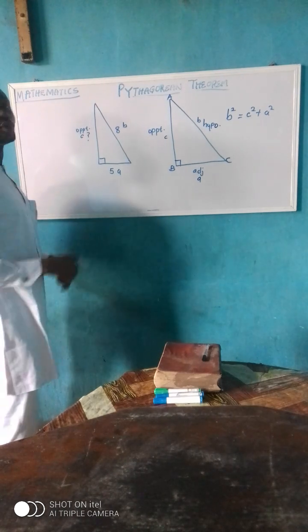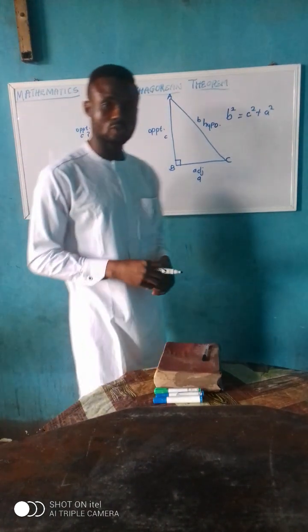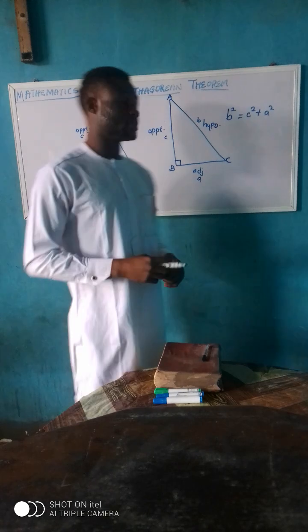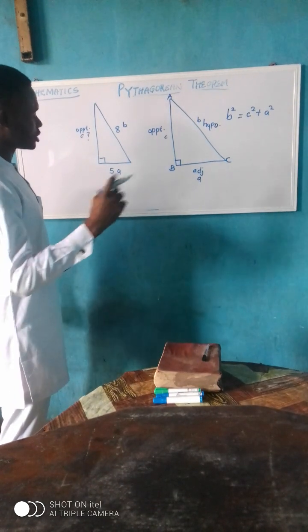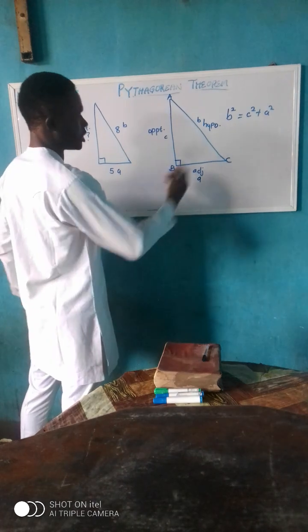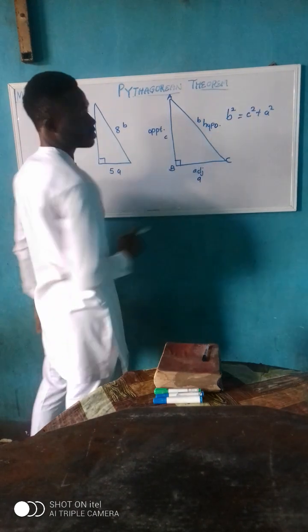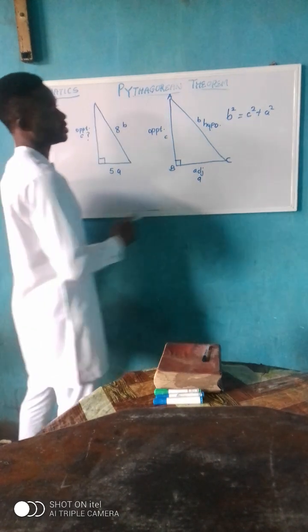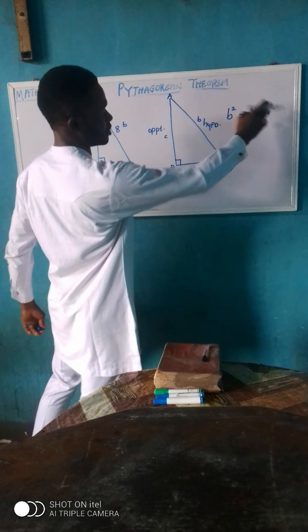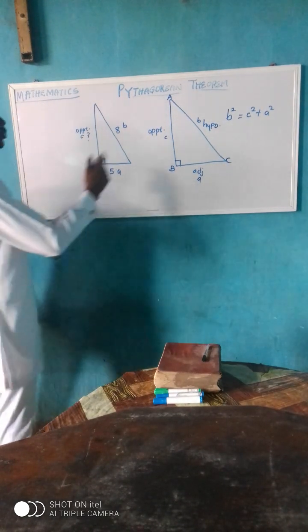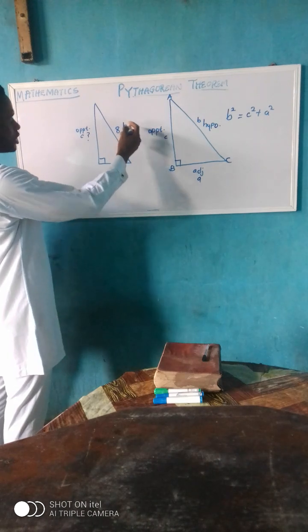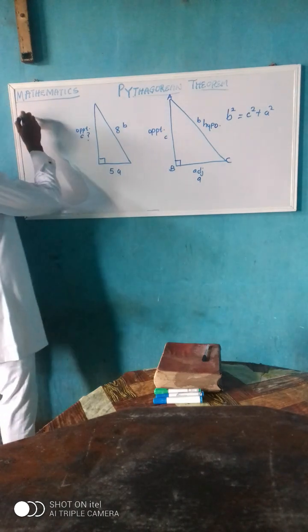Actually, some people go ahead to use SOHCAHTOA in solving sums like this. When you want to solve sums like this, it's not needed for you to use SOHCAHTOA. What you should use is Pythagoras' theorem, which is b squared is equal to c squared plus a squared. So we use that, and the b squared here is 8 squared.